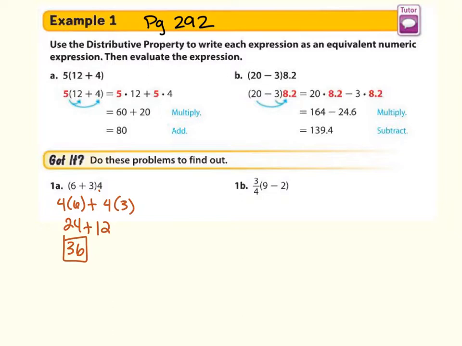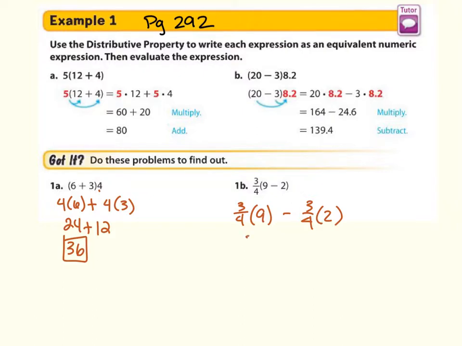Next we have 1B. Now we have a fraction that's going to get multiplied to these whole numbers. So you have to be able to multiply a fraction by a whole number. If those skills are lacking, you need to get some of that practice. I'm going to take 3/4 times 9, then subtract 3/4 times 2.